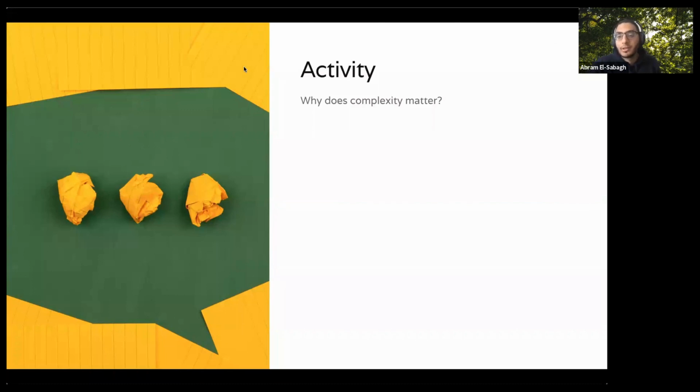Awesome. Thanks for coming back, everyone. I won't call out groups again; I think we know what to do. But it'll be good to hear from a few people about why complexity matters. So feel free to just unmute and share.